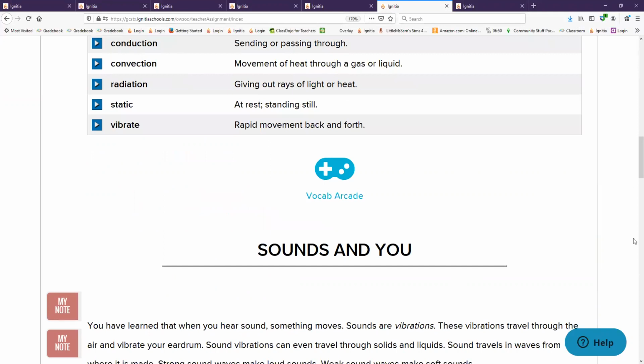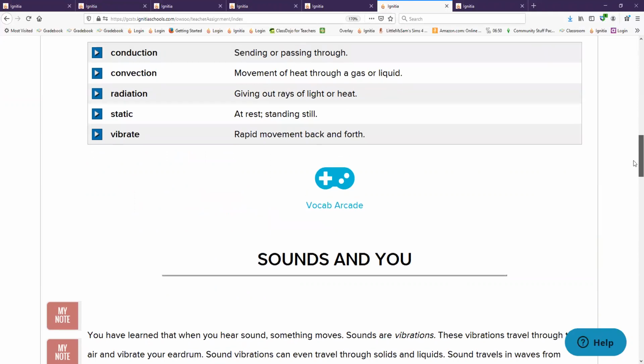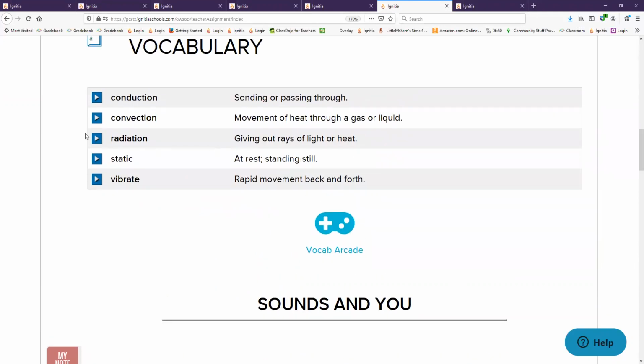Okay, so here are some words that we learned in our last unit. Conduction, sending or passing through. Convection, movement of heat through a gas or a liquid. Radiation, we talked about this word a bunch, giving out rays of light or heat. Static, at rest, standing still. Vibrate, a rapid movement back and forth.